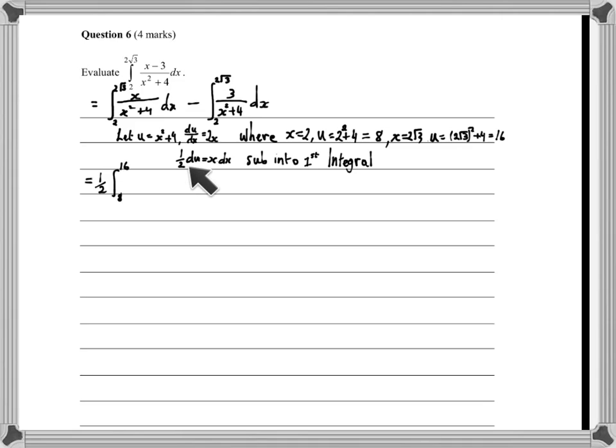The half from the half du is going to come out as a factor of a half out the front. We're going to write it with the new limits 8 and 16, and it's 1 over u after the substitution, which we integrate with respect to u. So there's our first integral simplified using the substitution method.